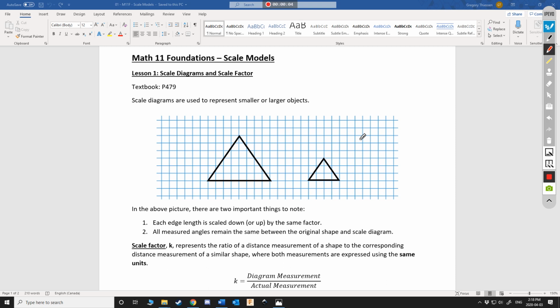Today we are looking at scale models. The same content can be found on page 479 if you have your textbook. So scale diagrams are used to represent smaller or larger objects.